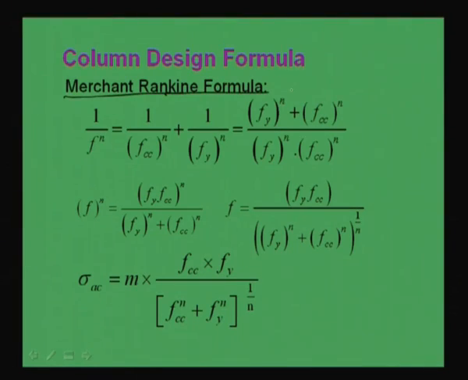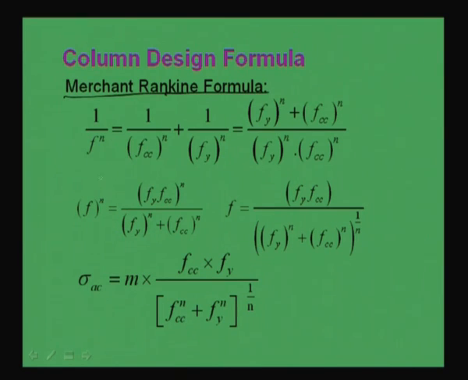Now, column design formula. How will we design? What is the formula through which we can find out the allowable compressive stress in a compression member? Most compression members fail in a mixed mode, meaning crushing failure and buckling failure. So, we have to take care of both: one is due to crushing, another is due to buckling. This can be found from different formulas, and the Merchant Rankine formula is mostly used to find the allowable compressive stress in a compression member.